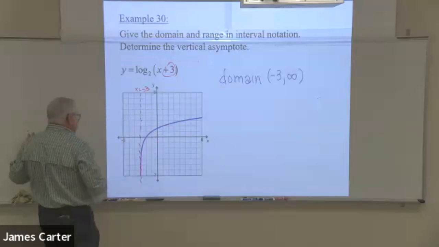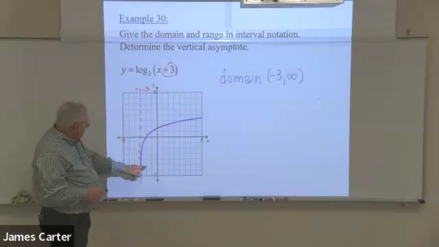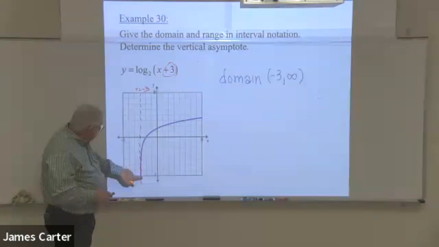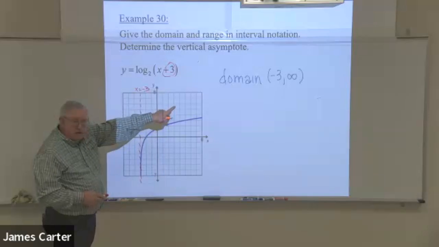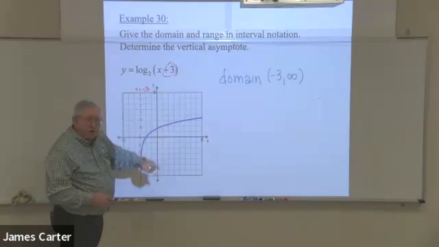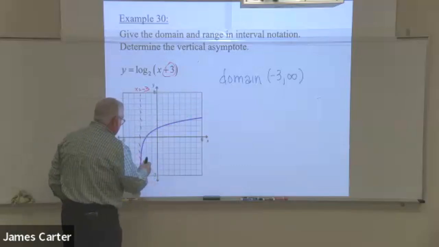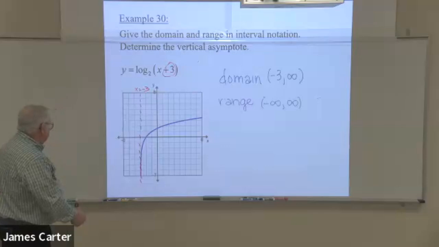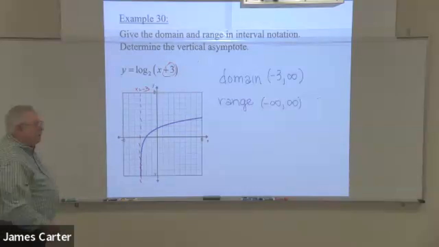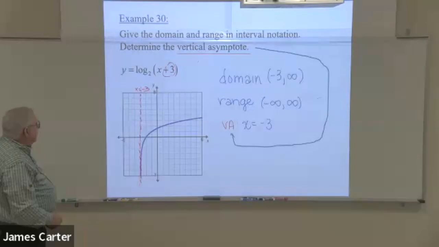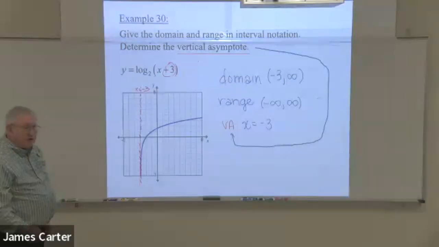Now, there are no x values this way. This gets infinitely close to -3, but never quite touches it. Notice I've got non-inclusive, but it goes forever. Now, what is the range on this thing? Well, it goes down forever and up forever. This stands for vertical asymptote.